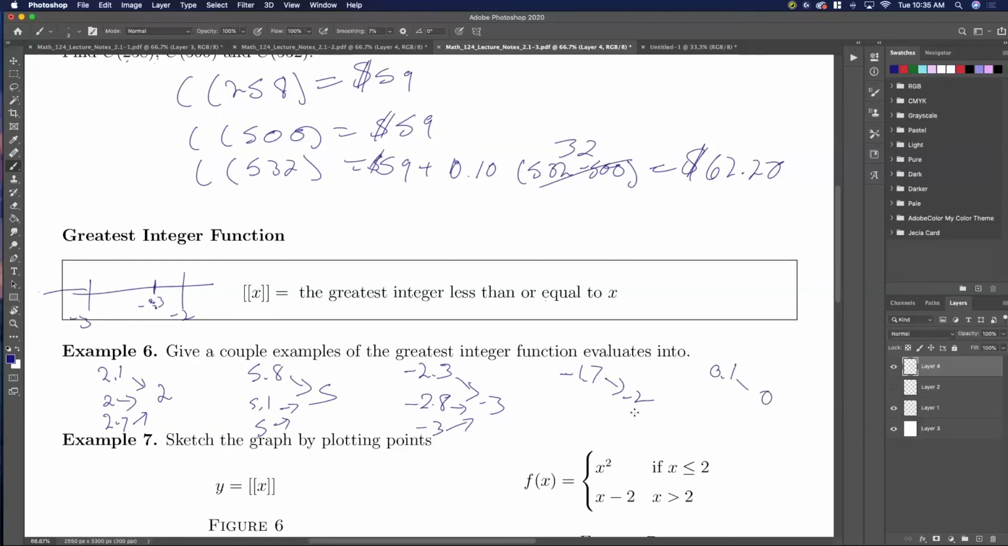So basically you're always just rounding down. Does that make sense? Whatever number it is, round down.